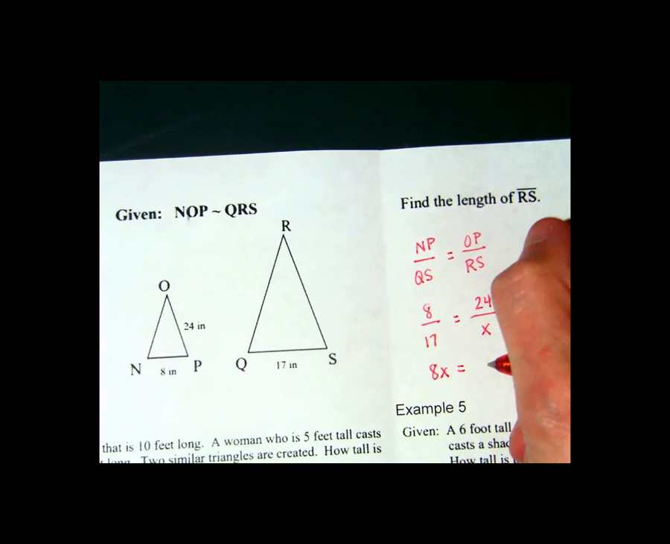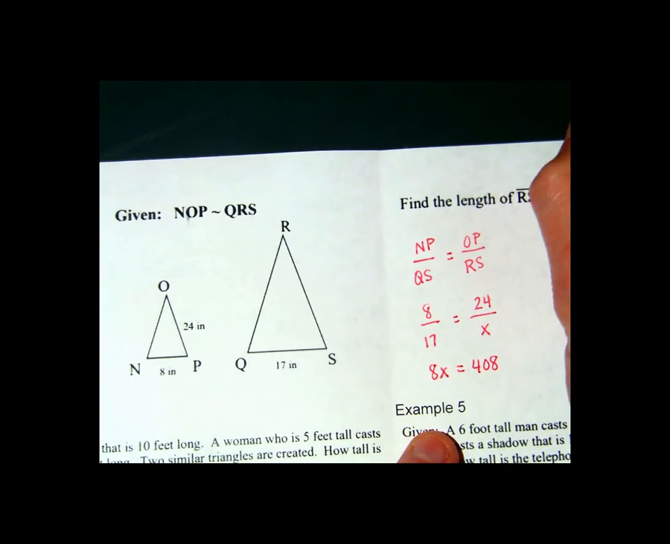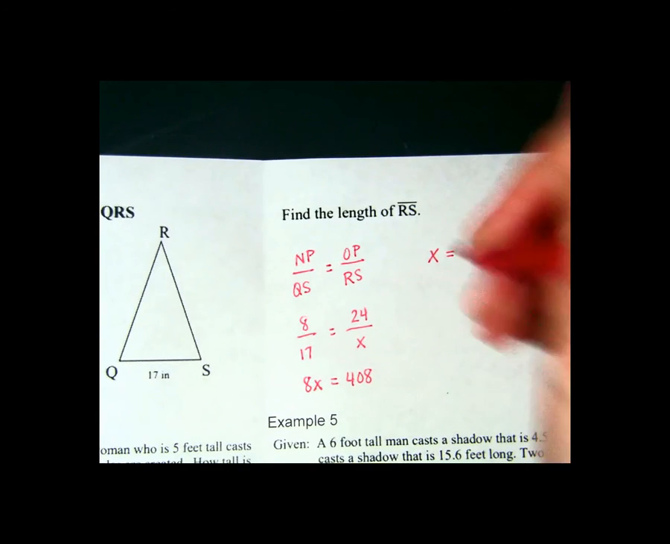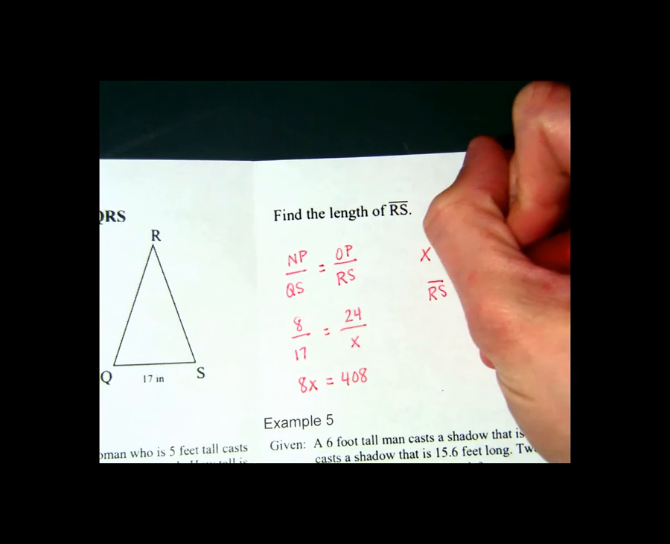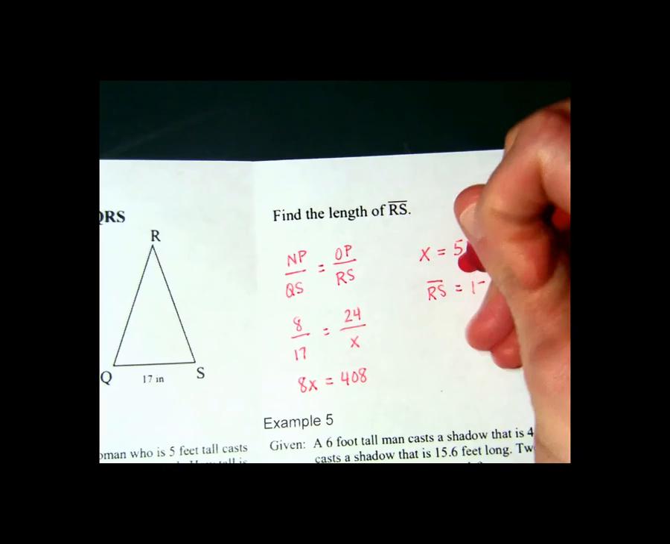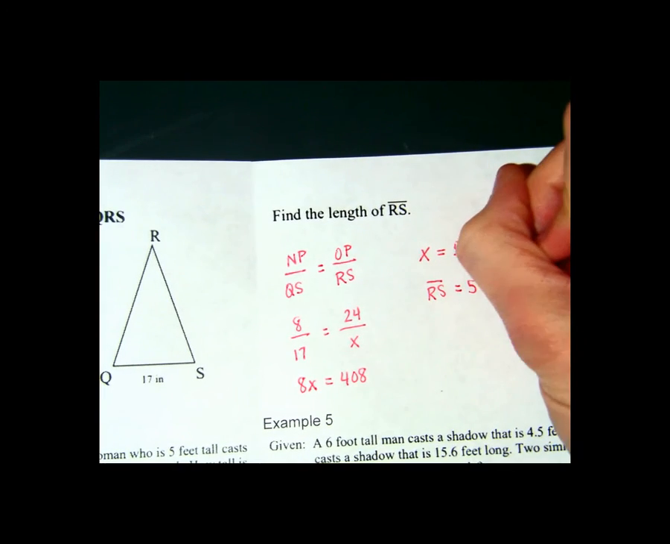8x equals whatever 17 times 24 is: 408. And then we're going to divide by 8. That is 51. RS is 17. Just copying down, QS is 51 inches.